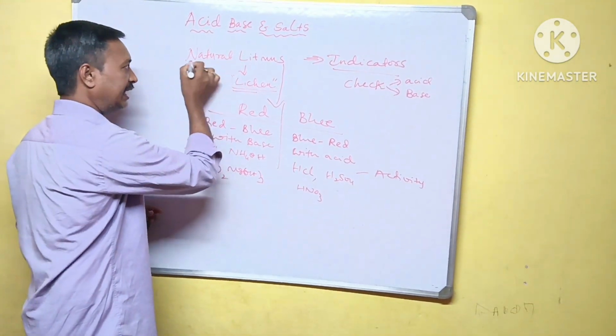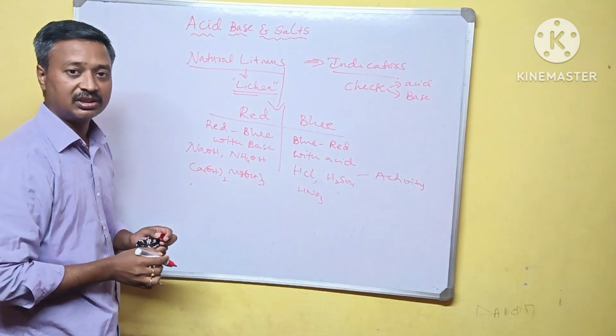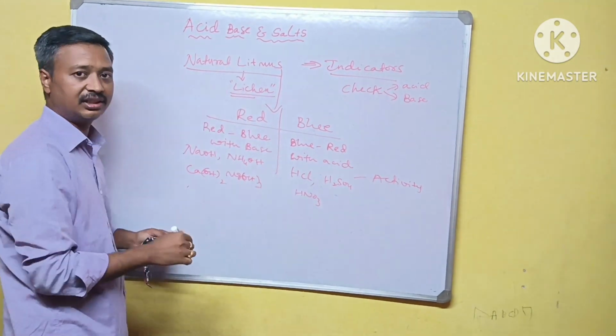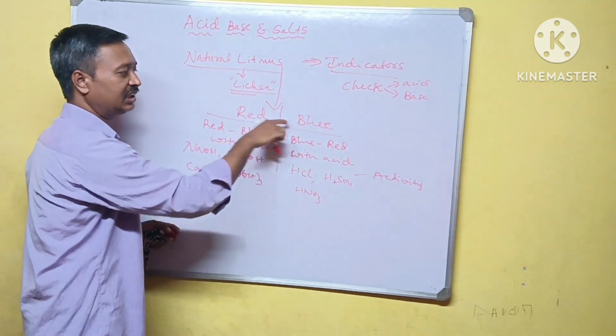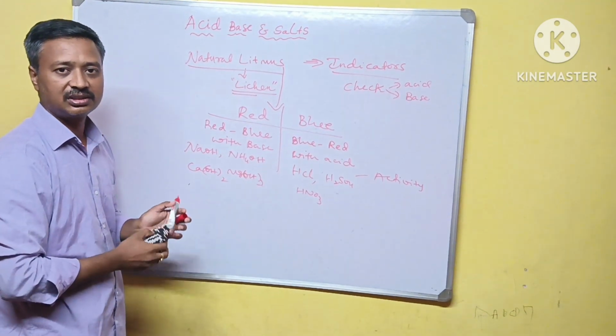Natural indicators include litmus. Litmus is an extraction of lichen. Litmus is of two types, red litmus and blue litmus. Any doubt?